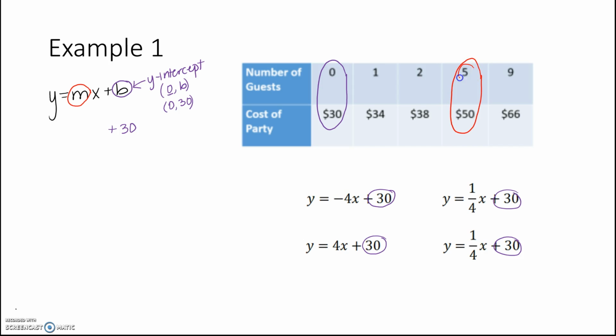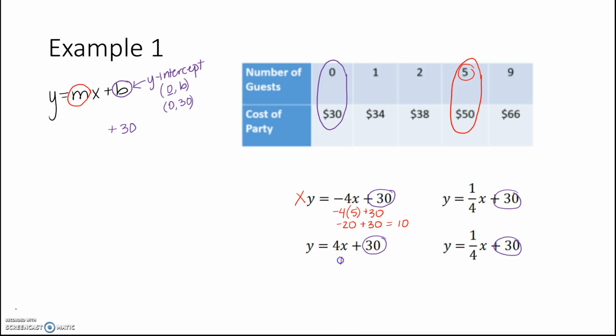So I'm going to take my 5 and plug it in for x, just like we did yesterday. So I'm going to plug it in here. So let's see, -4 times 5 plus 30. So -4 times 5 is -20 plus 30. So -20 plus 30, different signs, subtract. I have +10. Does that match my table? No, not that one. So now let's move on to the next one.